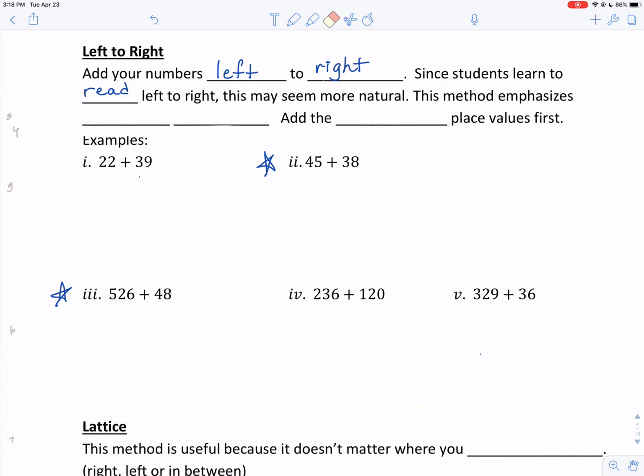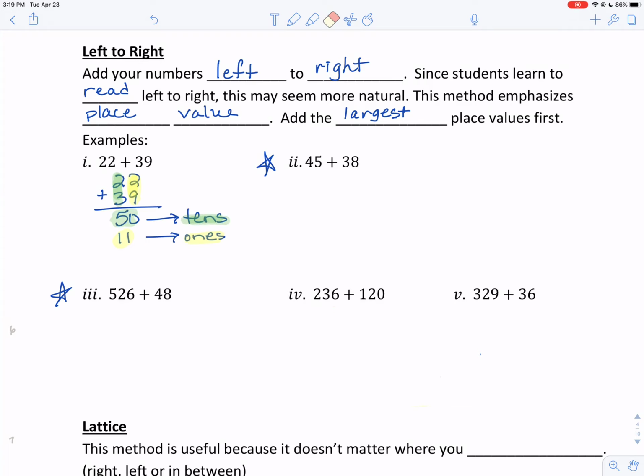This method emphasizes place value. So you will always add the biggest place values first. This is very great for mental math as well. So let's add the 22 plus 39. First, I'm going to write it vertically.